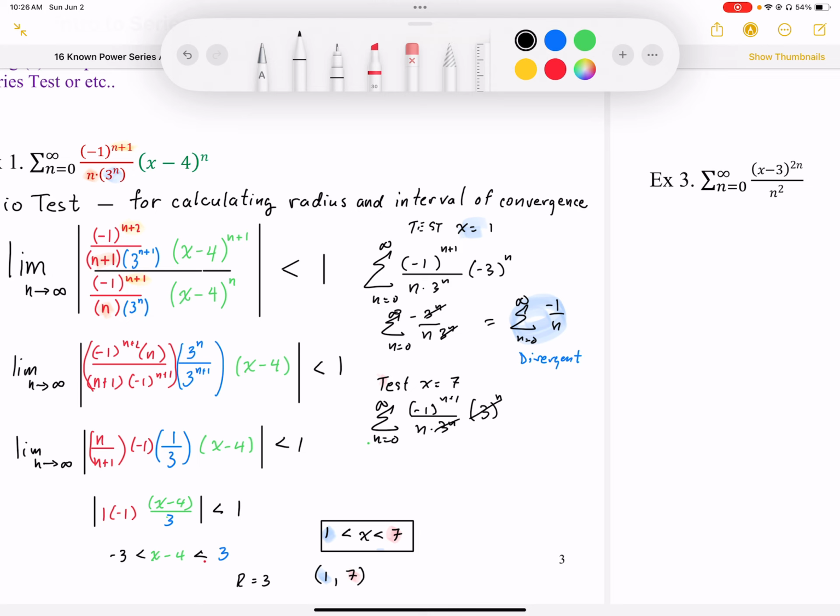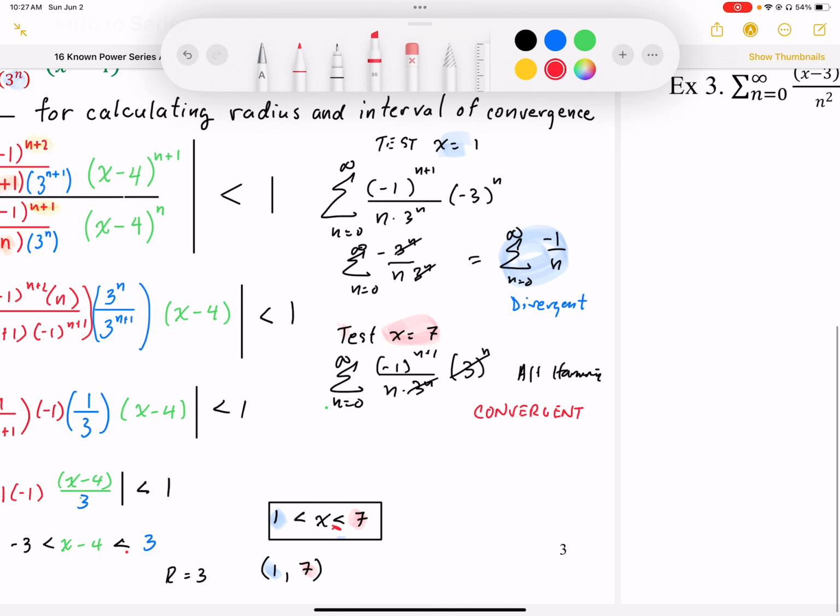Now we have an alternating harmonic series. That means this is convergent. Okay, so alternating harmonic means this is convergent. Okay, so therefore we include this endpoint. So we equal 7. Okay, that 7 can be used and it will converge when x is 7, so that endpoint is included in our interval.